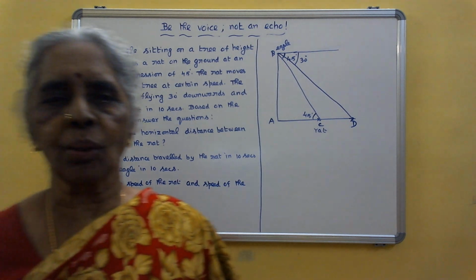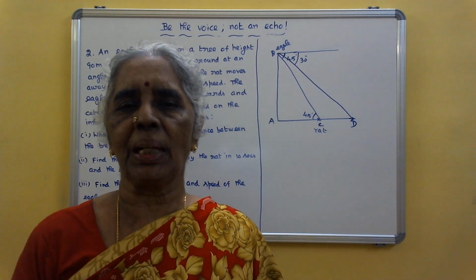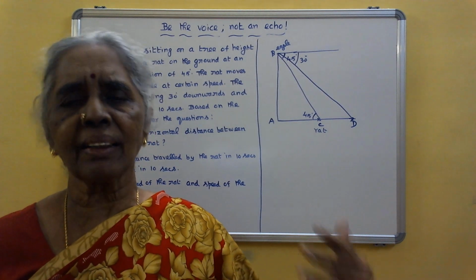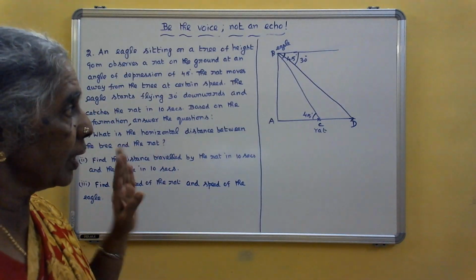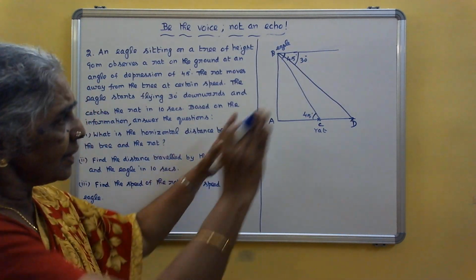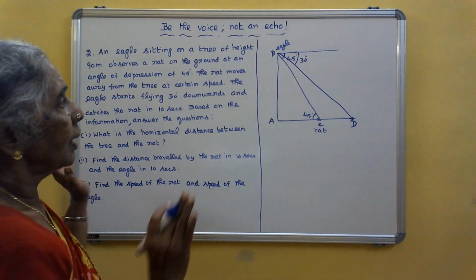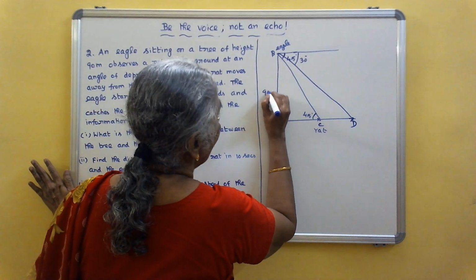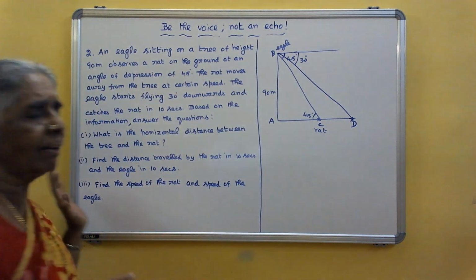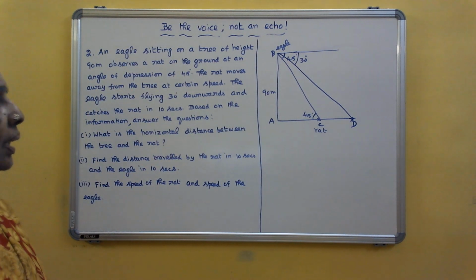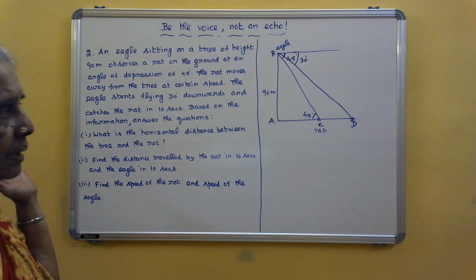Any case study question will be like a story. They will give some situation and we have to understand it and then go for the sum. So now, this is the thing we know. This tree, the height is given to be 90 meter, that we know. Now, we have to answer so many questions.